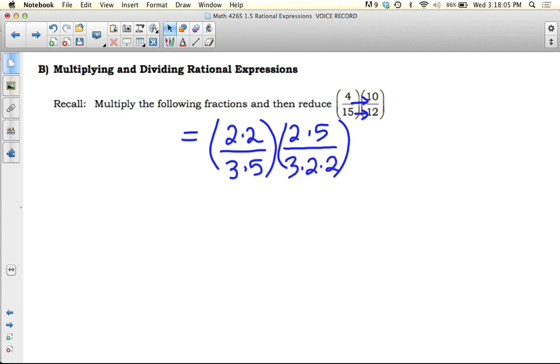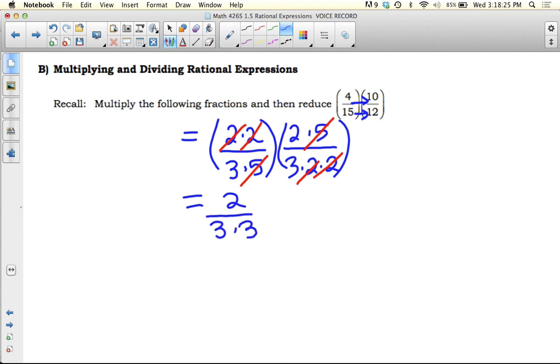So now I can just cancel off any factors that are common on the top and bottom. So 2 and 2 can cancel off. Another 2 and 2 can cancel off. The 5s and the 5s can cancel off. And let's see what we're left with. 2 over 3 times 3, which is 2 over 9. Okay, so multiplying 4 over 15 times 10 over 12 gives us 2 over 9. And I did that through just canceling off any common factors that we have. We're going to use this as an analogy for when we have actual rational expressions with polynomials.